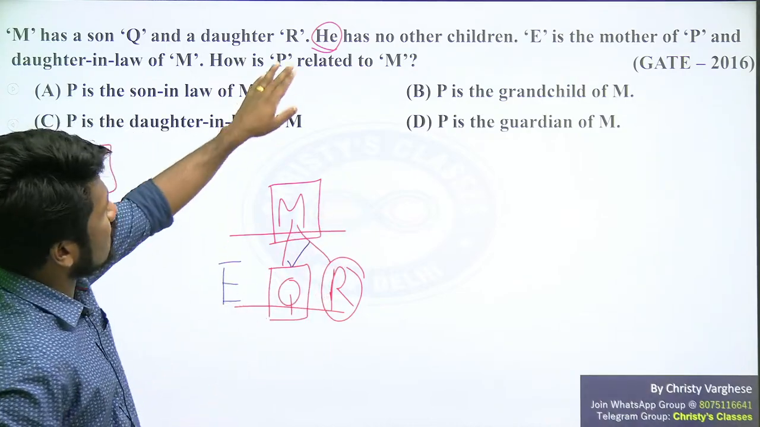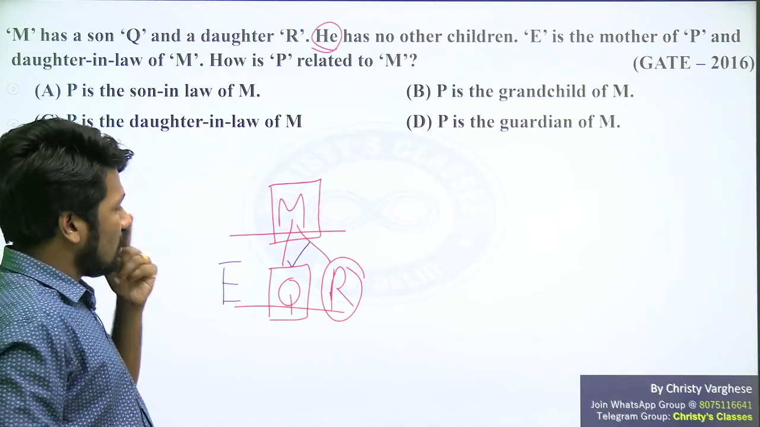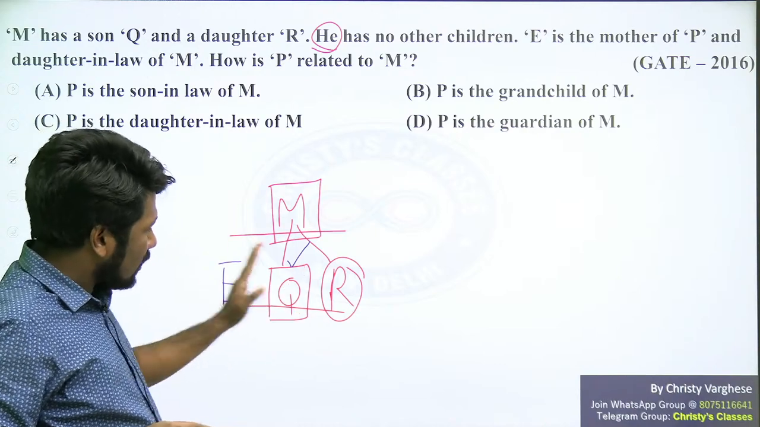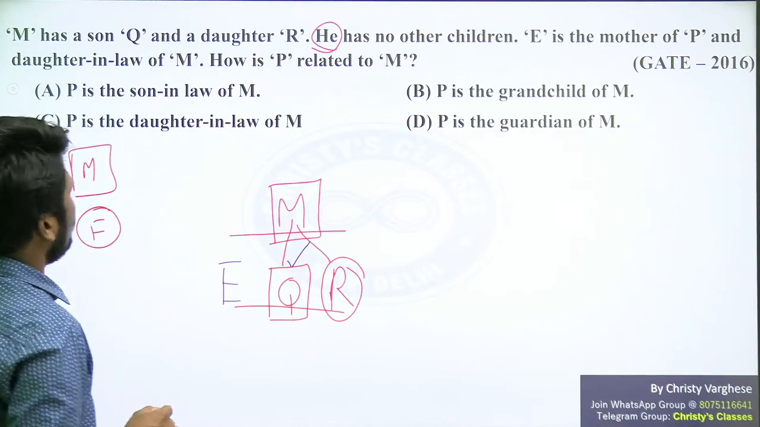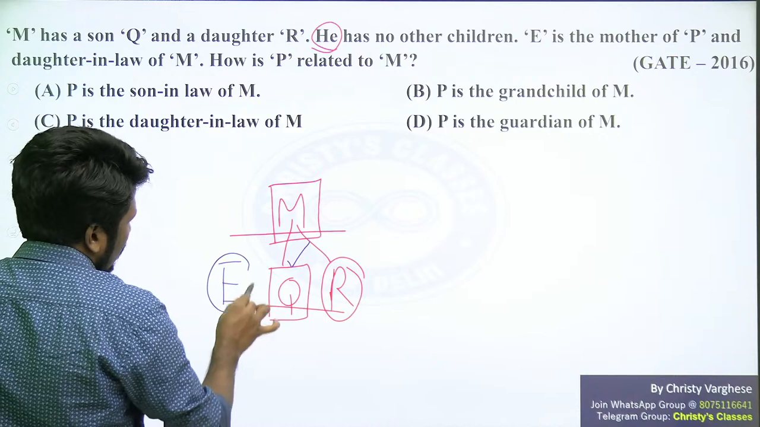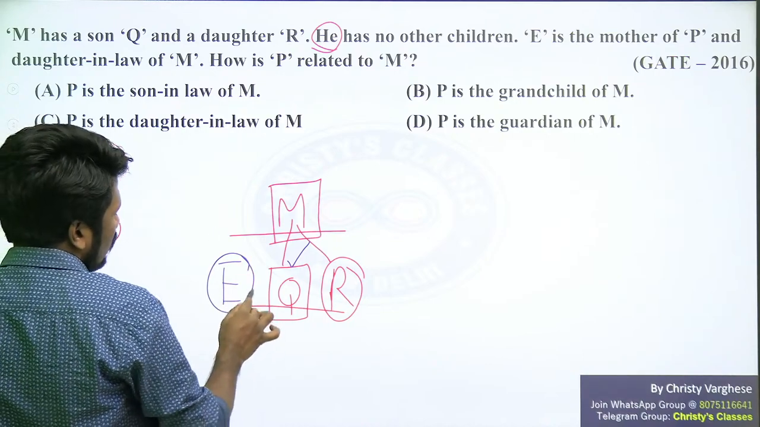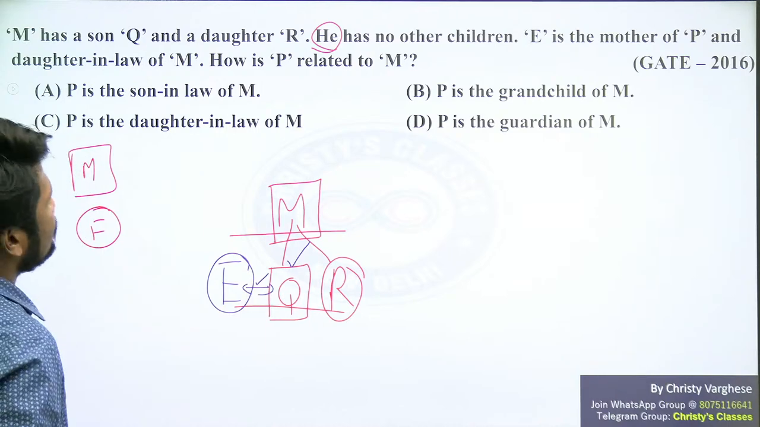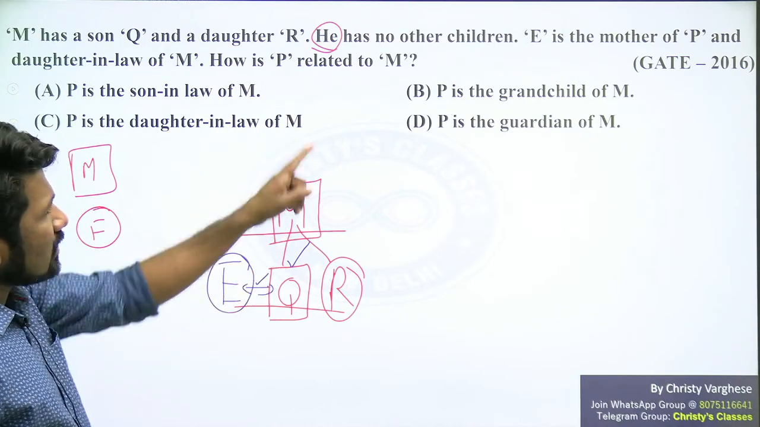Because the question clearly says M has no other children, definitely Q is the only male child. The male child's wife will be the daughter-in-law. So definitely E is female for sure as she is the daughter-in-law. So E and Q are married to each other. And E is the mother of P.